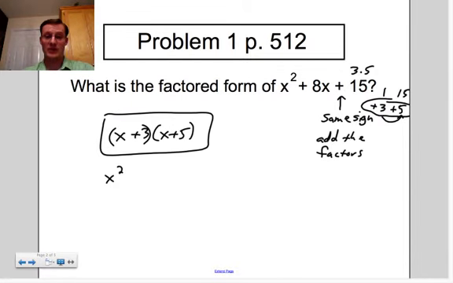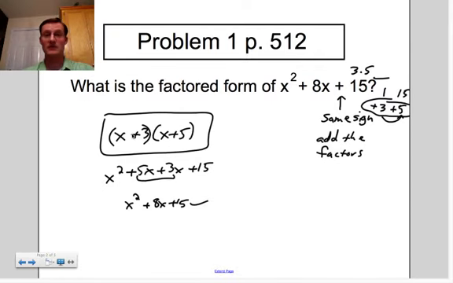First, x squared, outside, plus 5x, inside, plus 3x, and last, plus 15. And then we do need to combine the two linear terms: x squared plus 8x plus 15. You notice that does check out. That's the same thing that we had originally. So this is truly the factored form. We know it 100%.